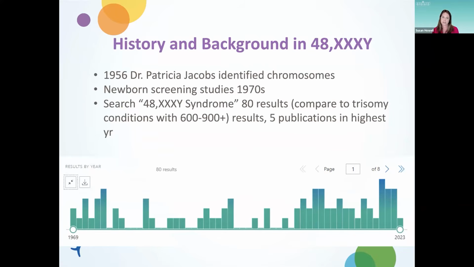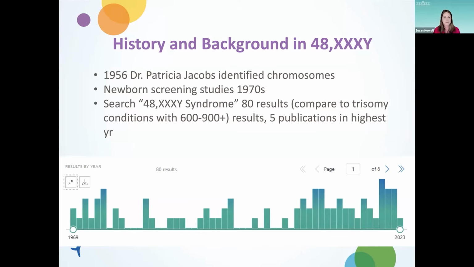And to give a little bit of history and background information, this diagnosis is often brand new to a lot of families. They've never heard of this. In 1956, Dr. Jacobs actually identified chromosomes for the first time under the microscope. So they're not conditions that have been around for too long. And we learned a lot from the newborn screening studies in the 1970s about the conditions with newborn screening, although the prevalence being most of these conditions that were followed over decades were trisomy conditions.